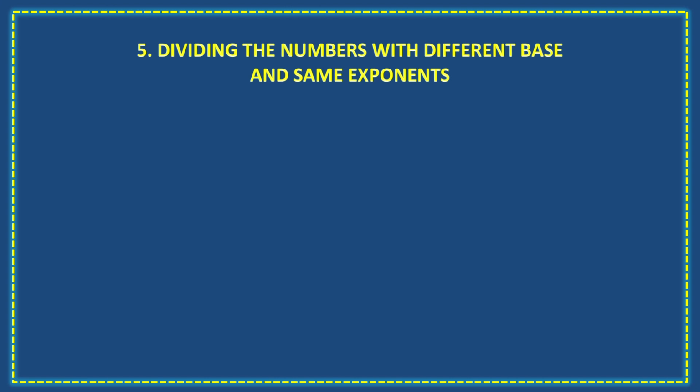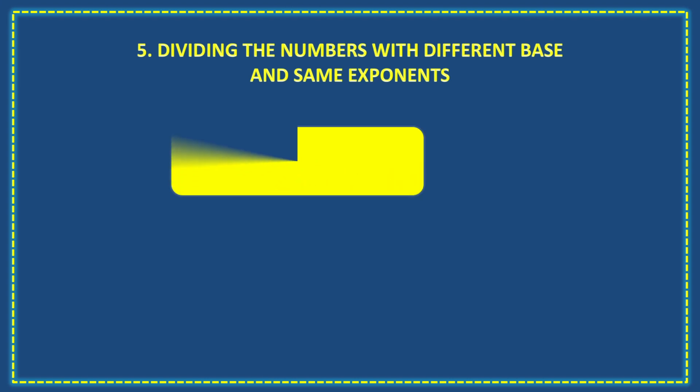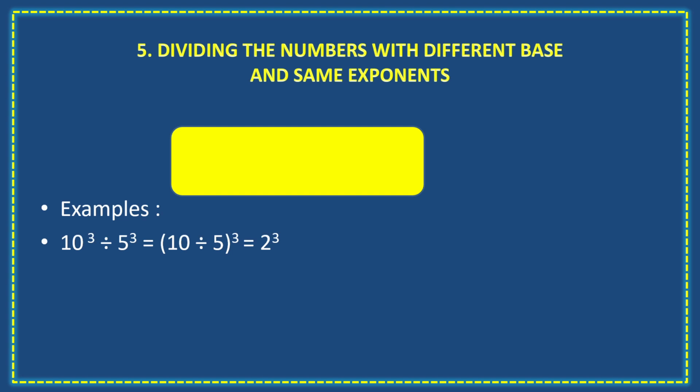Now, dividing numbers with different bases and the same exponent. We do the same here. 10 cube divided by 5 cube. Here the bases are different and the exponents are the same. That means we have to divide the bases, 10 divided by 5, with the same exponent.